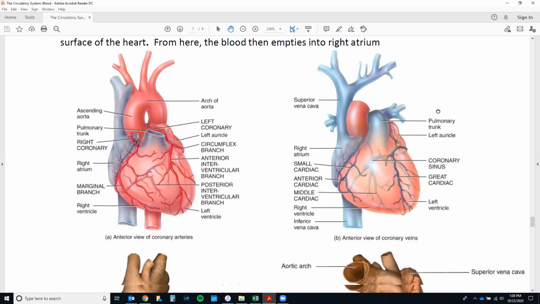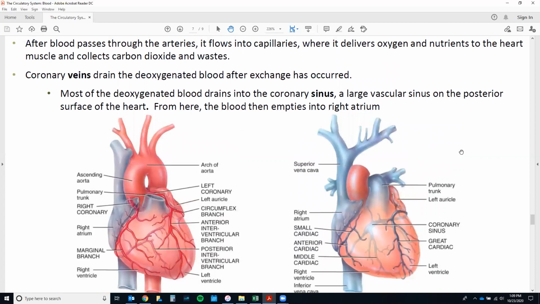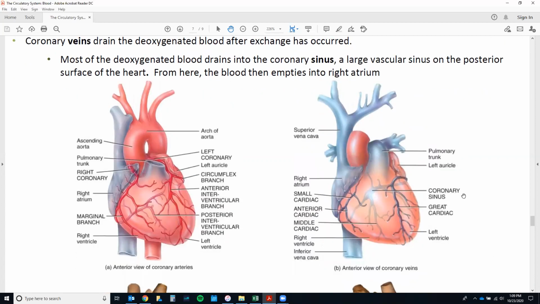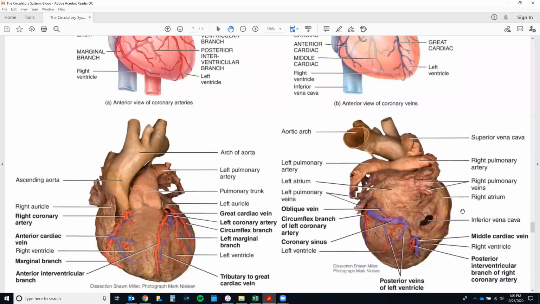It's an anterior view. Coronary sinus is the major coronary vein. It's actually a vascular sinus. We'll learn what that means in our next lecture. That drains blood into our right atrium, just like our superior vena cava and our inferior vena cava. And we talked about that earlier in the lecture, so that's not any brand new information to you guys.